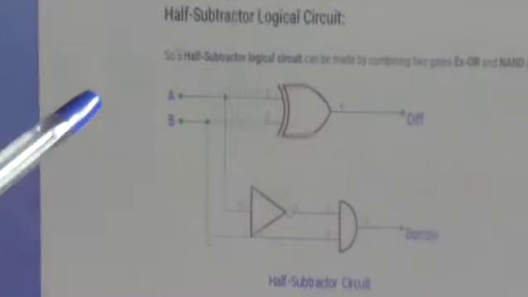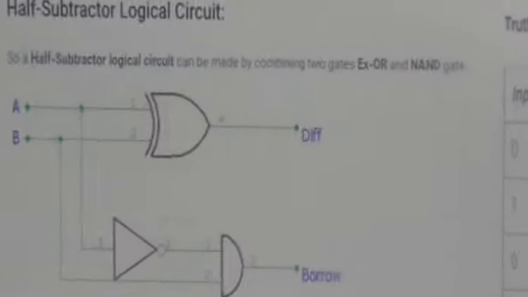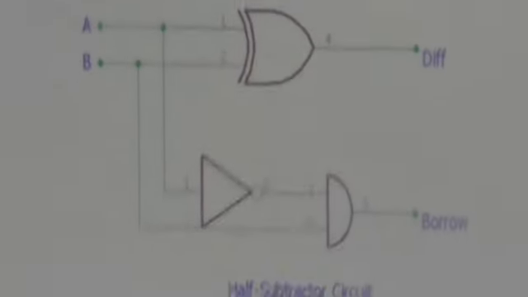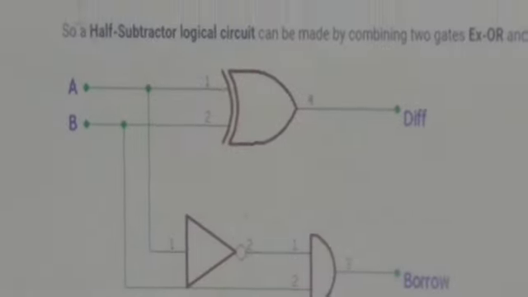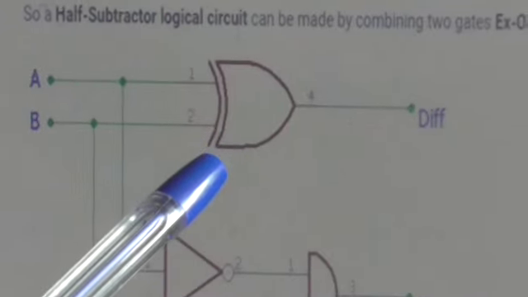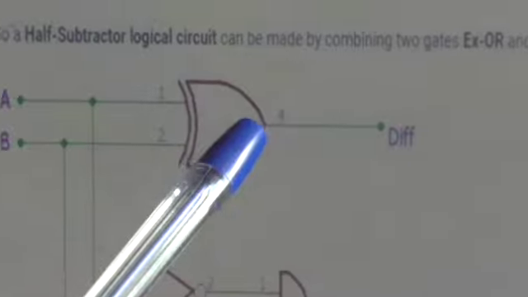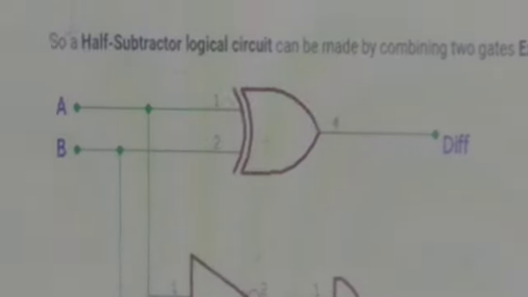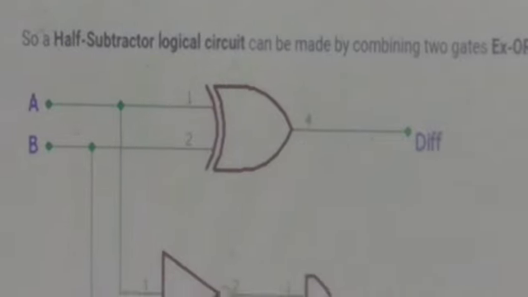How many gates are totally required to demonstrate this half subtractor? Three gates are required. Which are they? XOR gate, NOT gate and AND gate. How exactly will it be connected? Inputs A and B are connected to the XOR gate, which produces the output called difference. On the XOR gate we get the difference.